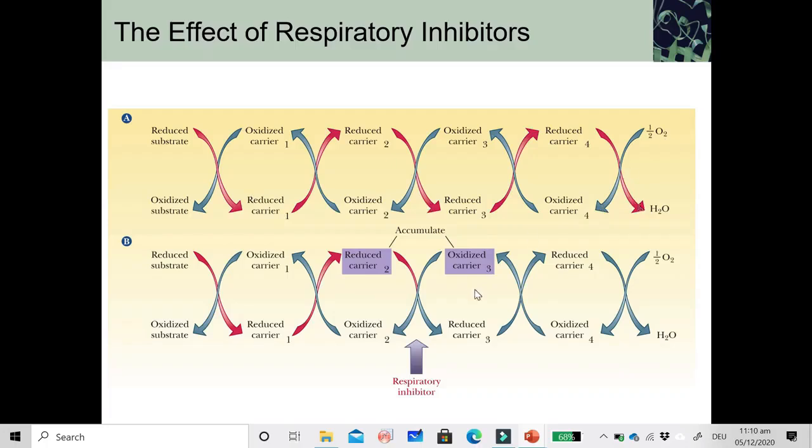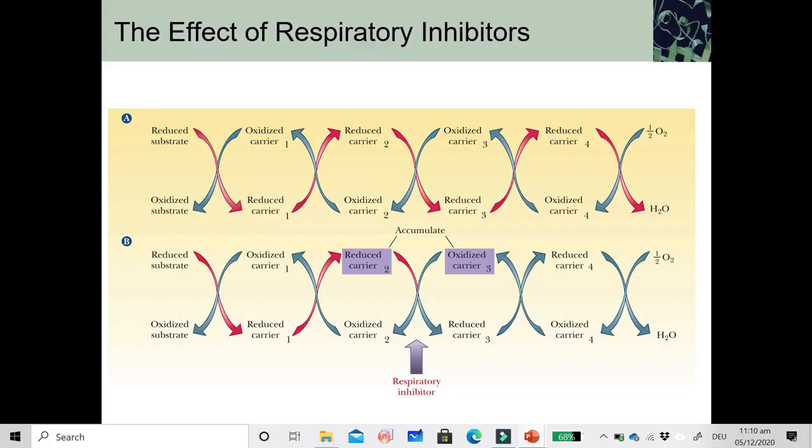Now, when there's a respiratory inhibitor, for example, so you have carriers 1, 2, 3, and 4, where there is a respiratory inhibitor that inhibits the oxidation of reduced carrier 2 by oxidized carrier 3, then you're going to have an accumulation of reduced carrier 2 and an accumulation of oxidized carrier 3, because the reaction between the two has been inhibited by the inhibitor.